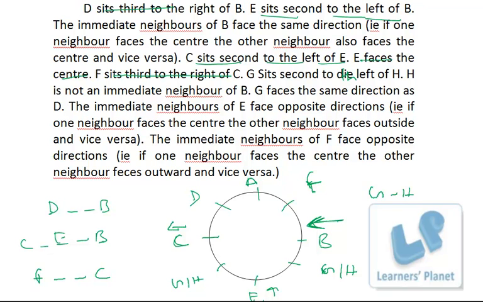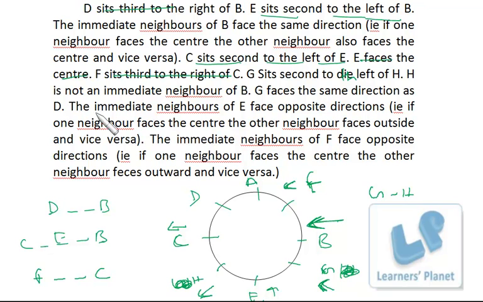Then, okay, now H is not an immediate neighbor of B. That means it is clear that G is over here and H is over here. And then G sits second to the left of H. So G is here, and if this direction is left, then H should face outwards. Then the immediate neighbors of E face opposite direction. So if H is facing outside, G will be inside. Then the immediate neighbors of B face the same direction. So this is inside, that means this is also inside.